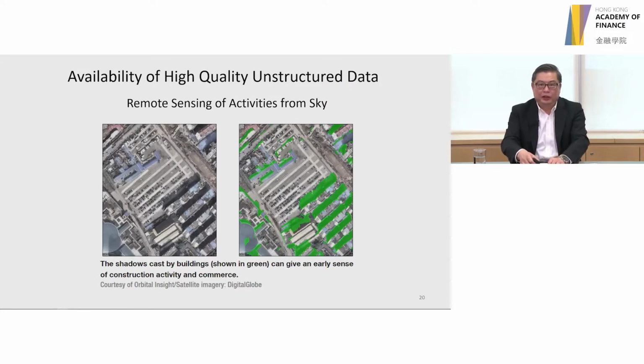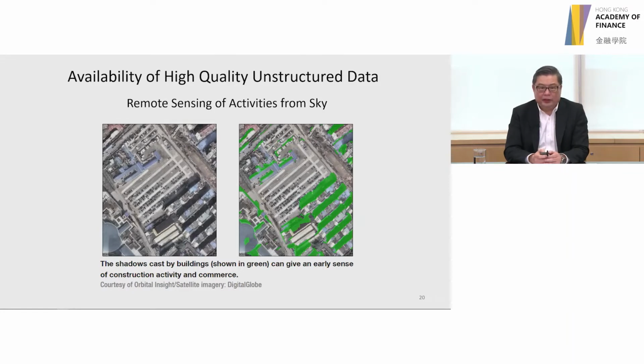I'll give you one example. This is an image from a satellite. Now, in the past, if you wanted a satellite image, it was very, very expensive. Now you can get a satellite image almost free. With this high-resolution satellite data, there is a lot of information embedded in it. So in this slide, you see two images. This is an image of a certain part of a city.